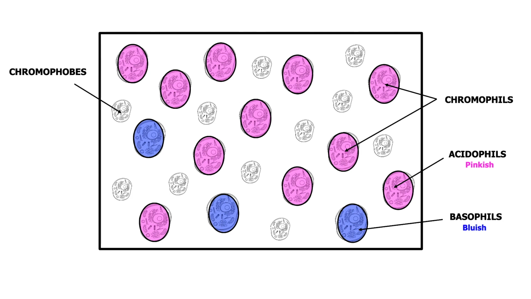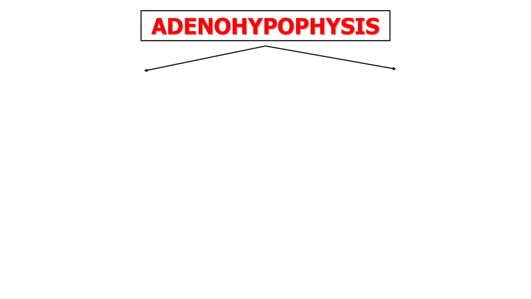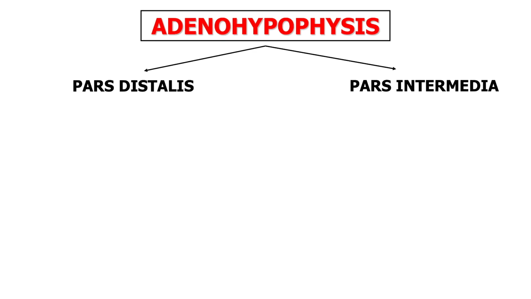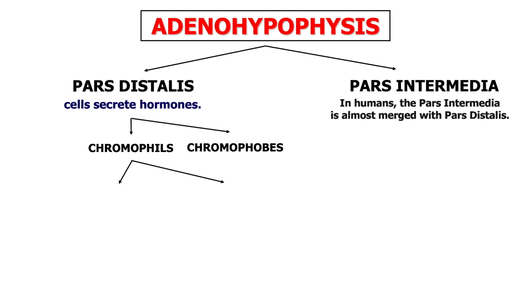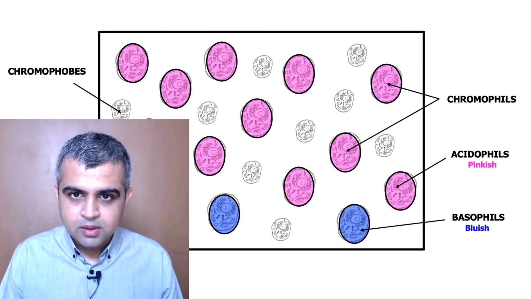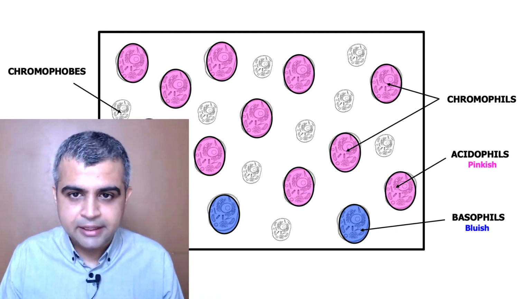Adenohypophysis comprises of two parts, the pars distalis and the pars intermedia, which we had seen in the previous lecture. The pars distalis has cells which secrete hormone. The pars intermedia in humans is very small and is almost merged with the pars distalis. The pars distalis has two main types of cells. You have the chromophils and the chromophobes, about 50-50%, and the chromophils are further classified as acidophils and basophils. Acidophils are pinkish and basophils are bluish. So this is what we did in the previous slide.